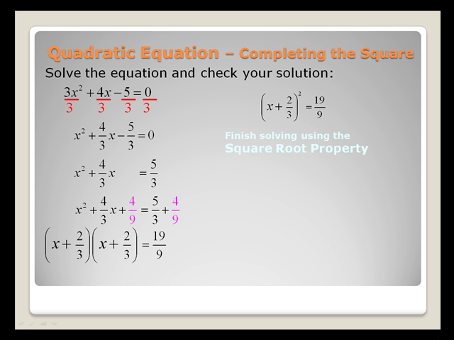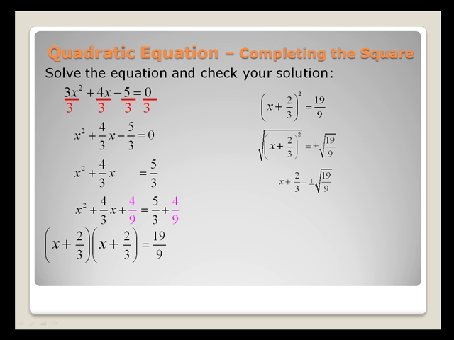From here, we're going to finish solving using the square root property. That means we're going to take the square root of both sides. When you take the square root of both sides using the square root property, also remember that we need a plus or minus sign. We took the square root of both sides to undo this exponent of 2. So on the left-hand side, the square root and the exponent of 2 will cancel each other out, leaving us with just x plus 2/3.